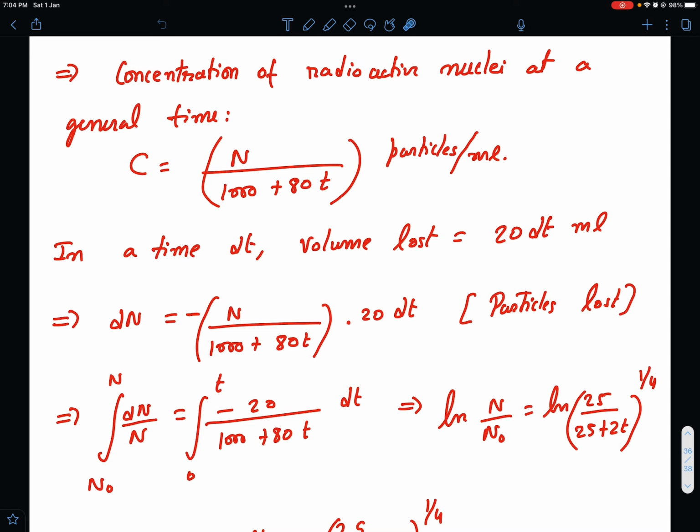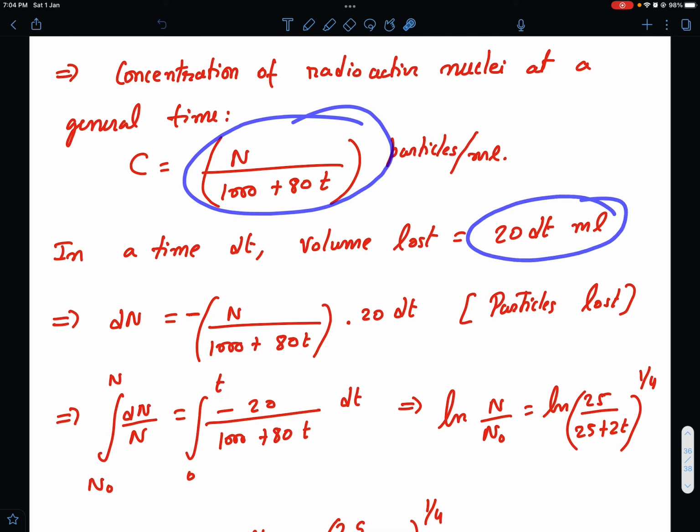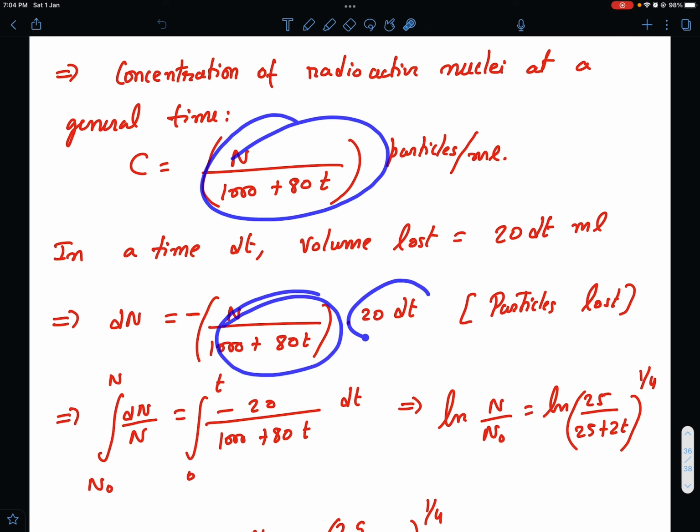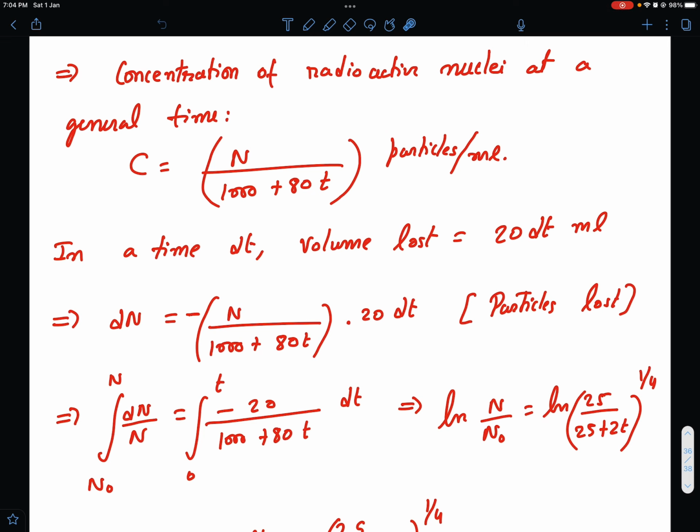Since we are draining out at 20 ml per second, by volume lost I mean the volume that goes into the bowl, that will be 20 dt, right? So concentration into volume, that is N upon 1000 plus 80t into 20 dt. So this much solution is going out, and so these many radioactive particles are being lost.